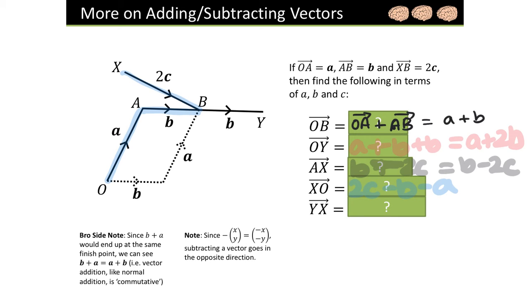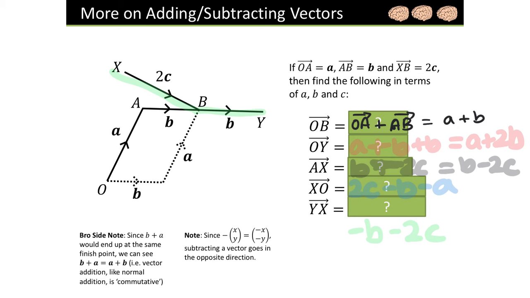Okay, and then lastly, Y to X. So how would I go from Y to X? I start at Y, I go minus B. That's why I love highlighters for vectors. And then to X, minus 2C. Okay, so as long as we can write these vectors, we're on a good thing.